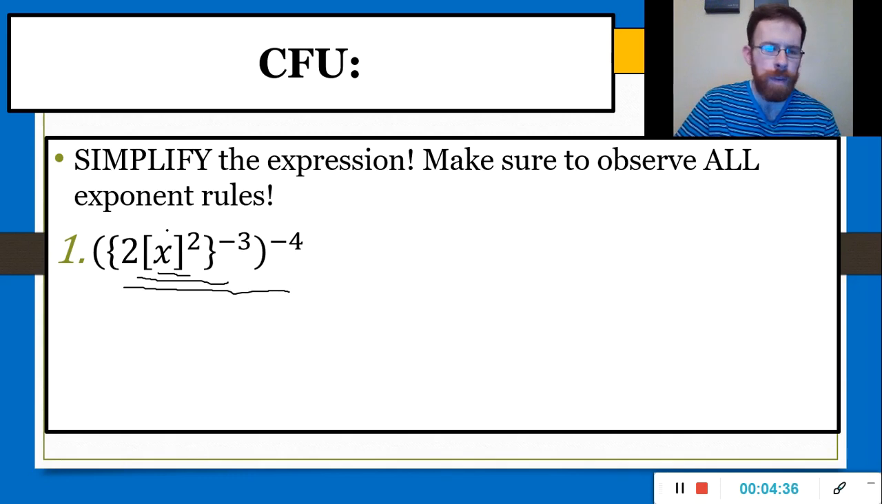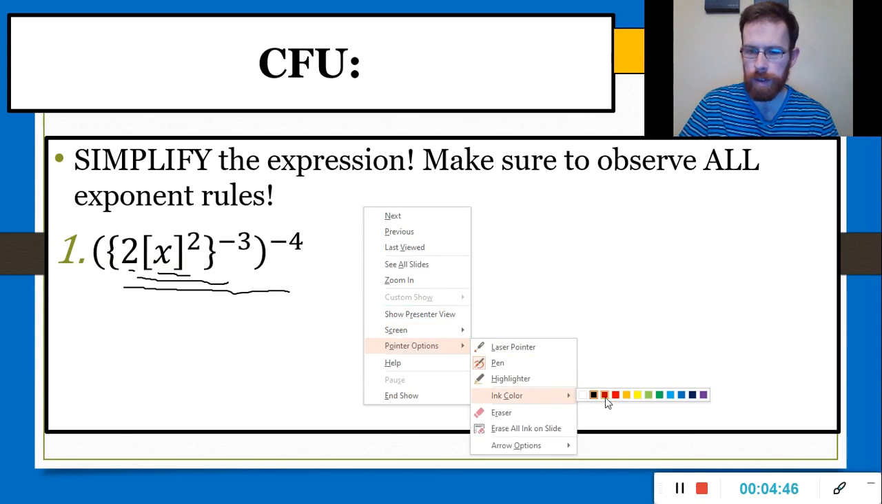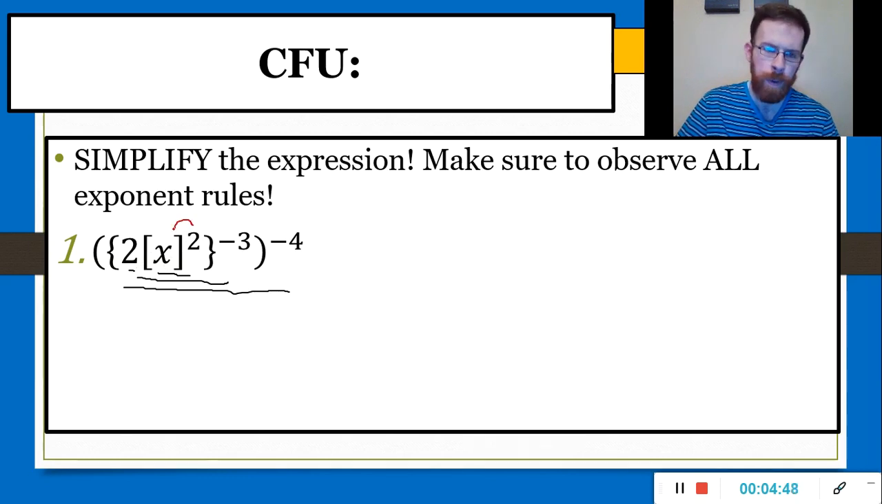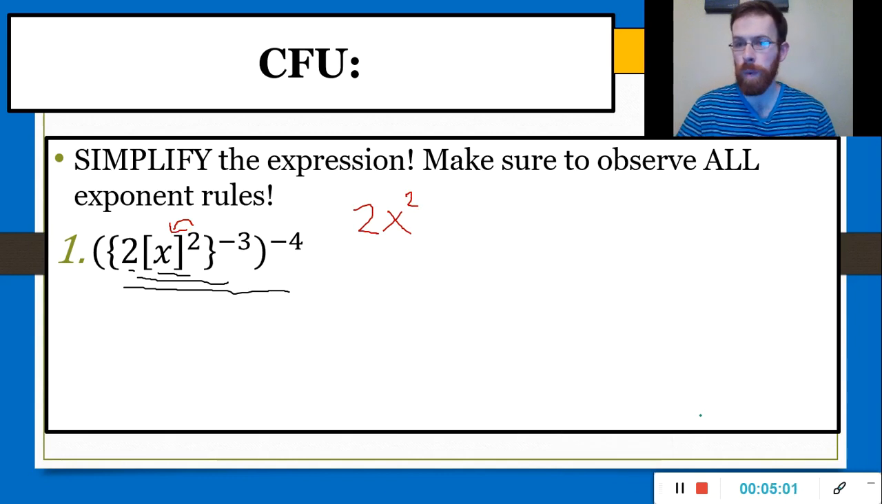And so, first thing I do is I notice that this 2 is not within this parentheses. So this 2, as I'm going to change my color to red, only affects the x. So at first glance, I have 2x squared, because the original power of that x is 1, so 1 times 2, 2.